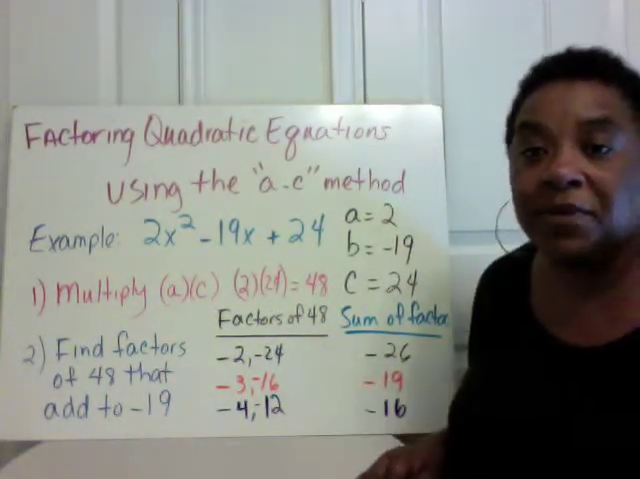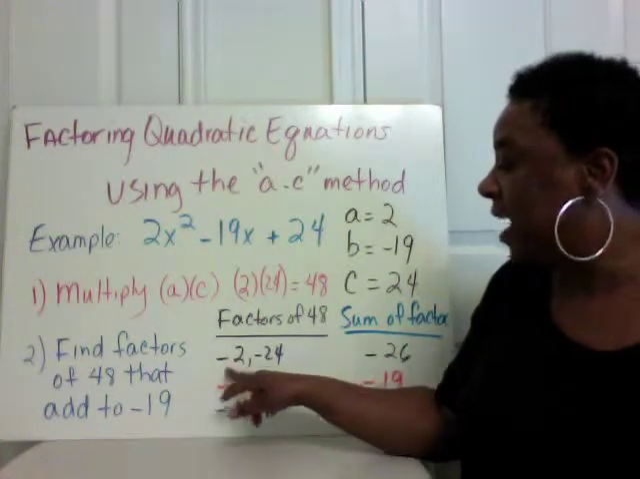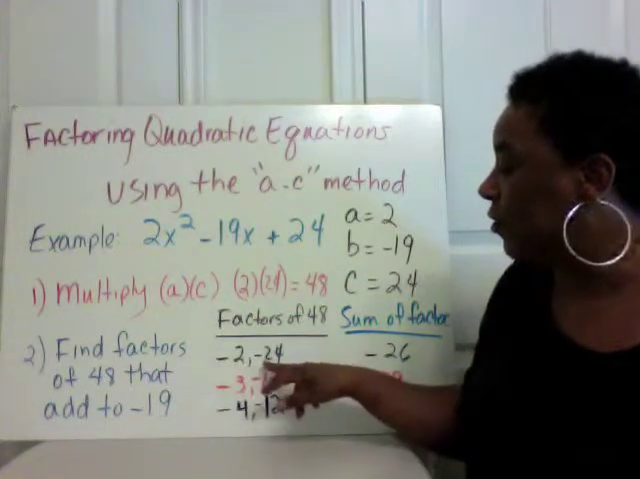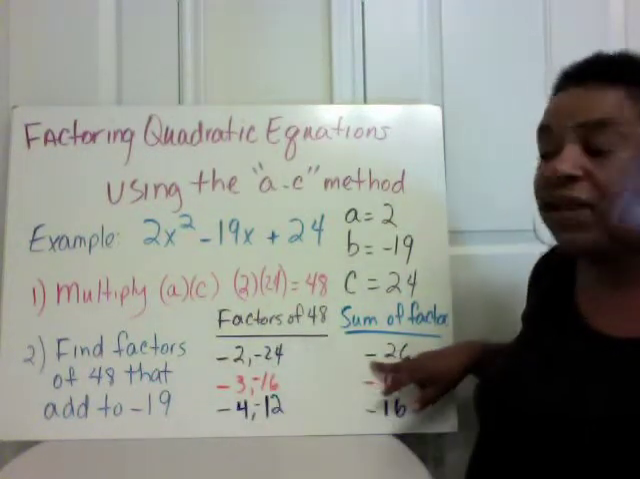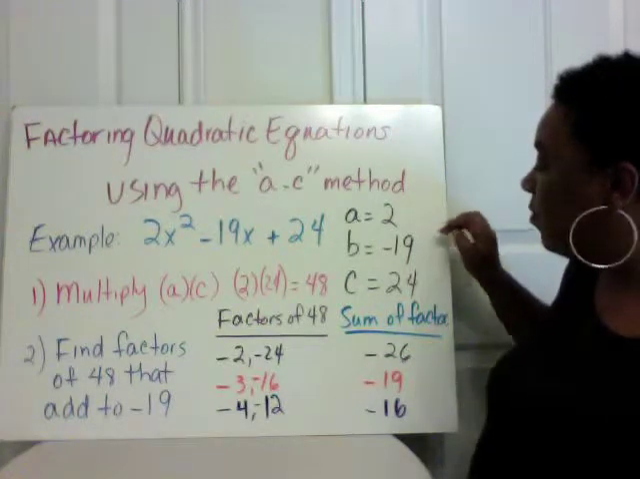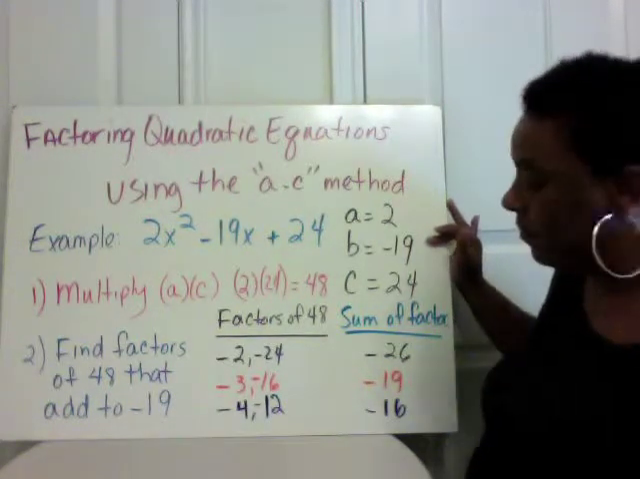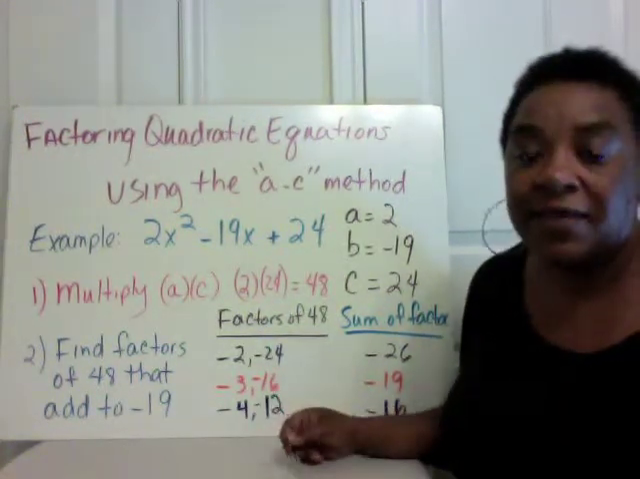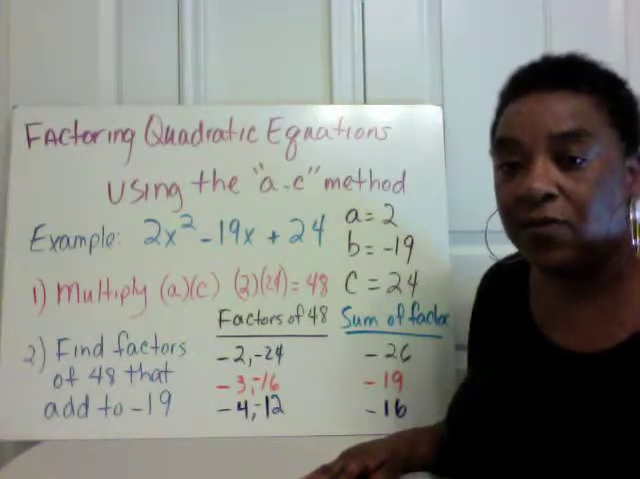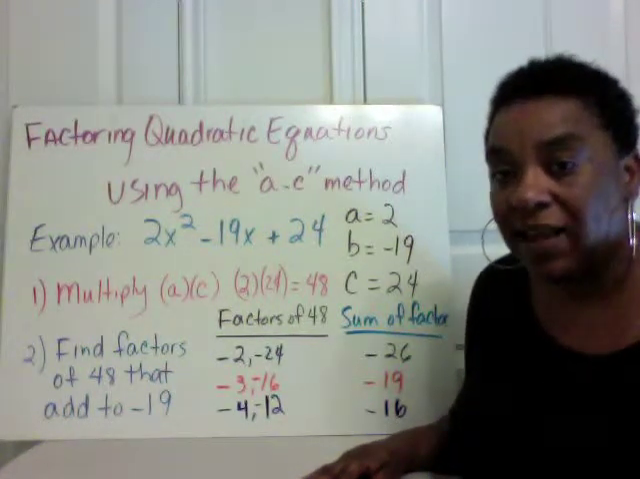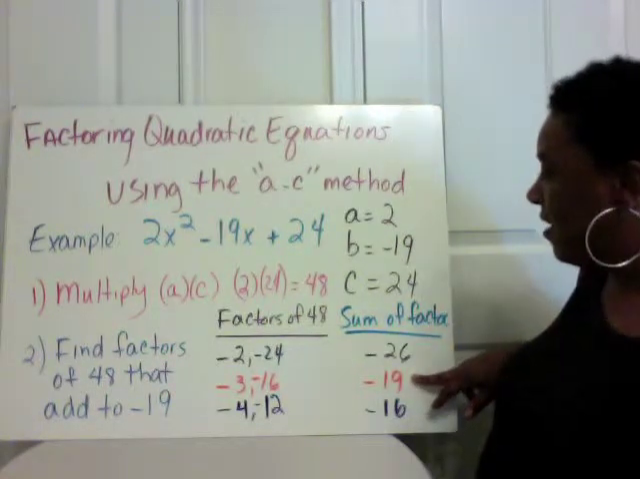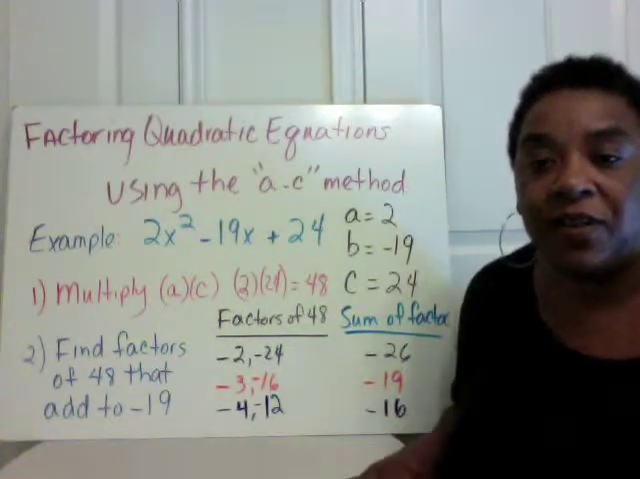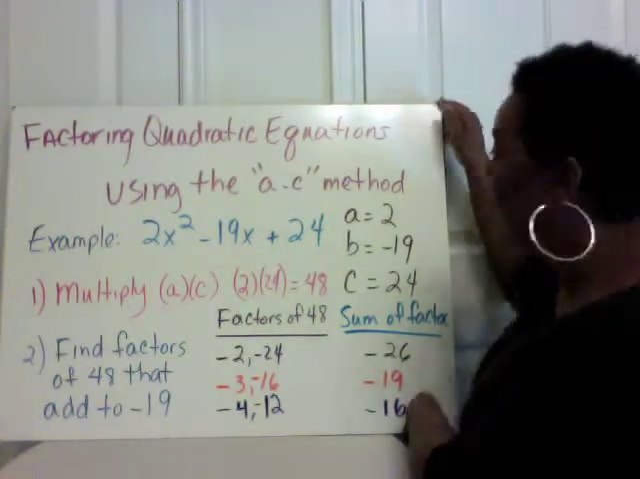So I've started writing some of the factors of 48 here. Negative 2 times negative 24 equals 48, and negative 2 plus negative 24 equals negative 26. But negative 26 is not equal to negative 19. Next I have negative 3 and negative 16. Negative 3 times negative 16 equals 48. Negative 3 plus negative 16 equals negative 19, which is equal to our B term. And so these are the factors that we can use to finish factoring our quadratic equation.